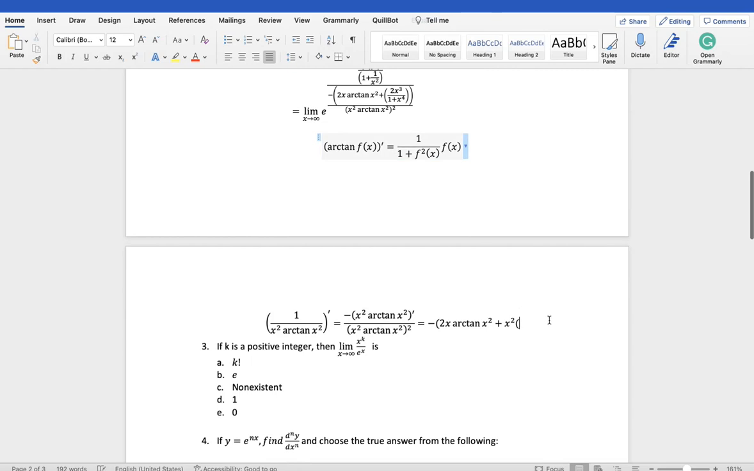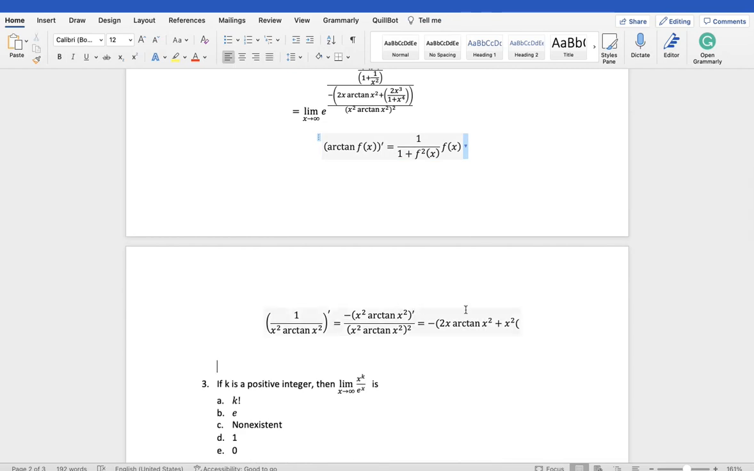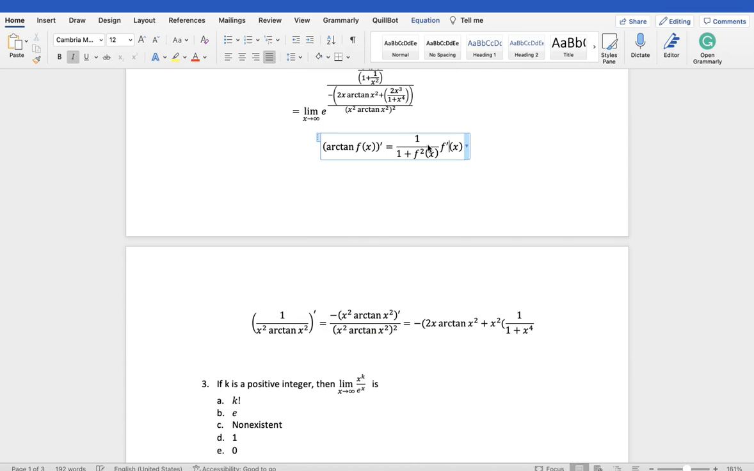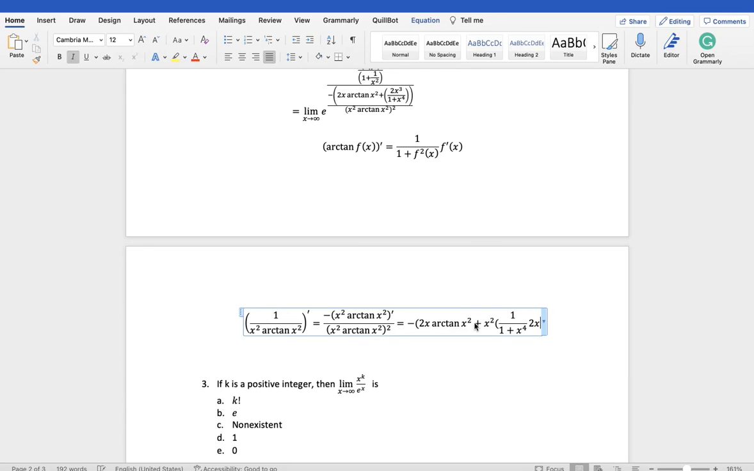But now when you apply it to our case here, we have arctan of x squared. When you take the derivative, you'll just write it back as 1 over 1 plus x squared squared, which is x to the 4, right? Which is what we had previously. But now multiplied by, oh sorry, I forgot, f prime. Multiplied by the derivative of f of x, which is the inside function. So the derivative of x squared, which is 2x, right?